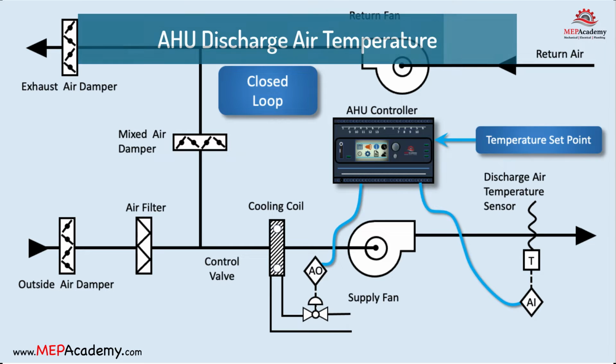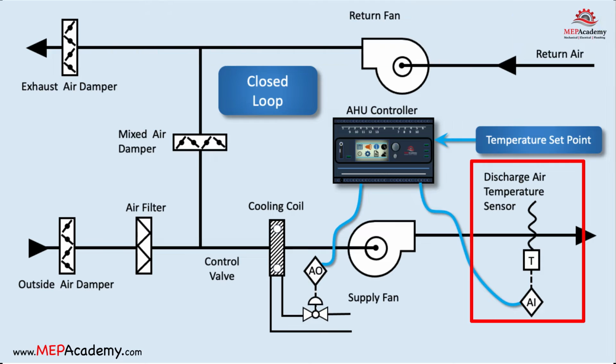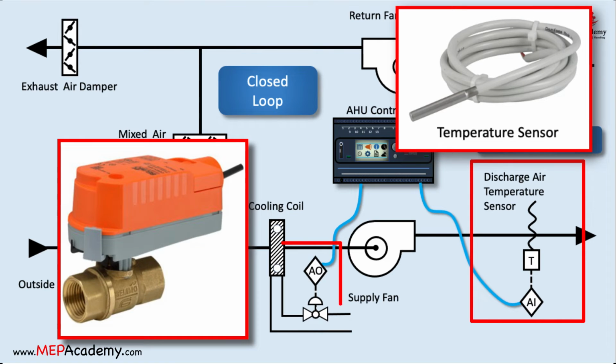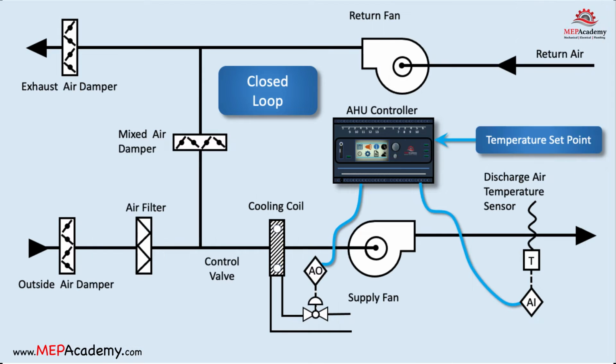In HVAC systems, a closed loop control system using a discharge air temperature sensor and a control valve controlling the flow of hot or chilled water is employed to maintain a consistent supply air temperature from a coil. Here's how it generally works.